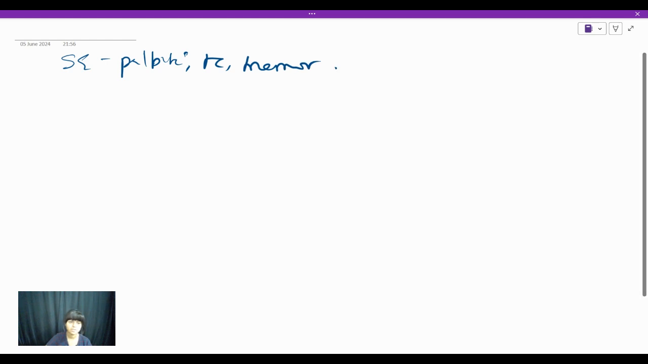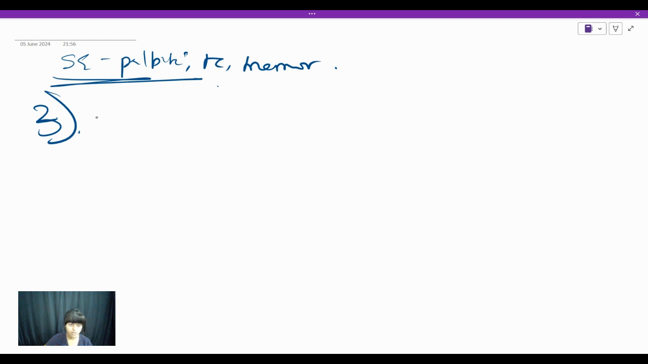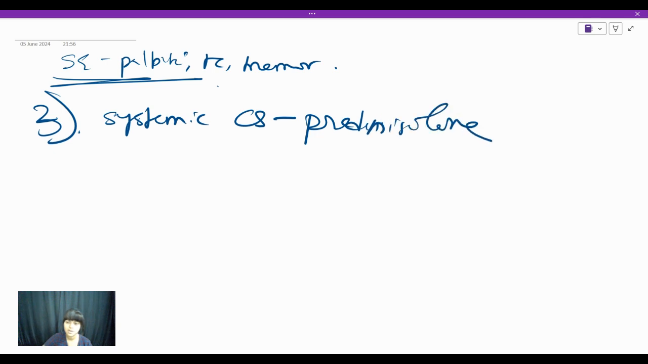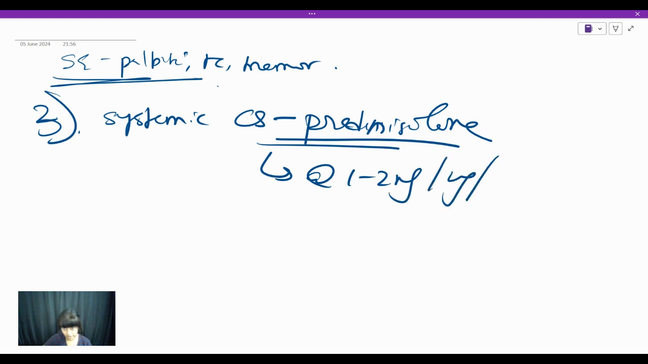So these are the side effects, but you cannot see the side effect that time. You have to give the drugs, right? So the next thing you need to give is systemic corticosteroids, okay, and that is prednisolone. So if the child is able to take orally, you need to give prednisolone at the dose of 1 to 2 milligram per kg per day in divided doses, okay.